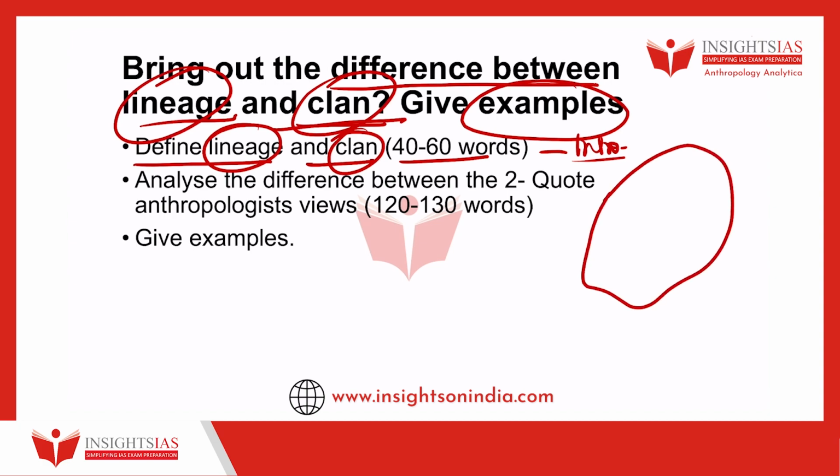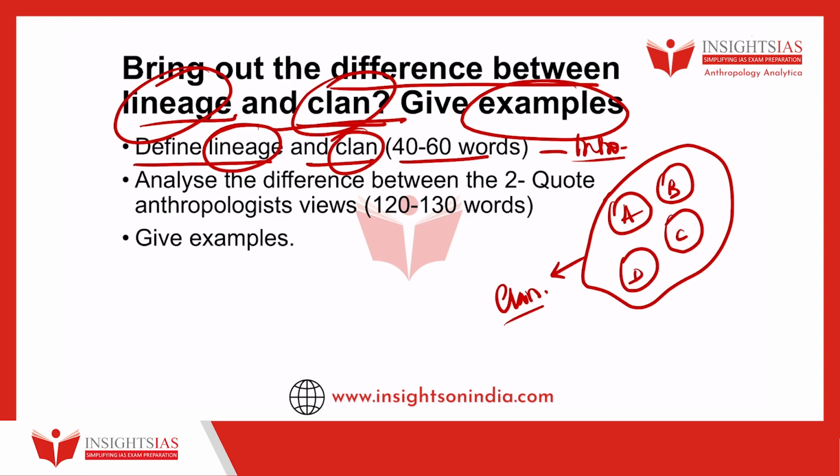So you can draw a diagram which says this is a clan, which is made up of several lineages. A, B, C, and D are lineages. All these lineages come together to form a clan. You need to draw such diagrams, label them, and write the figure caption showing what it is. So you draw these diagrams in the introduction to define what is lineage and clan.